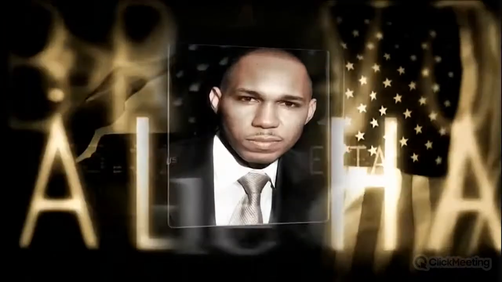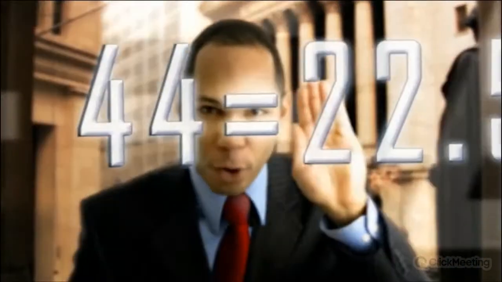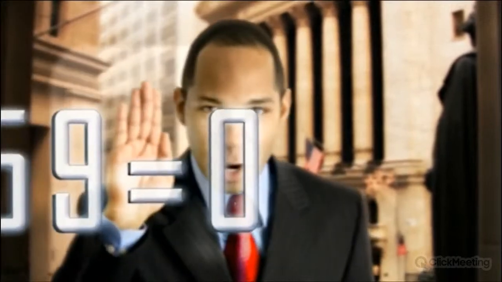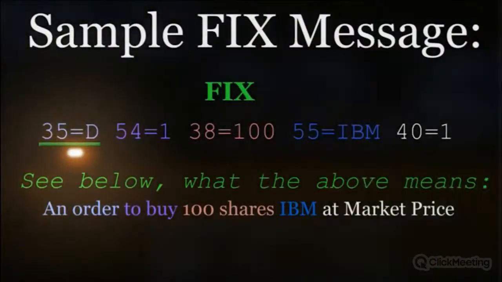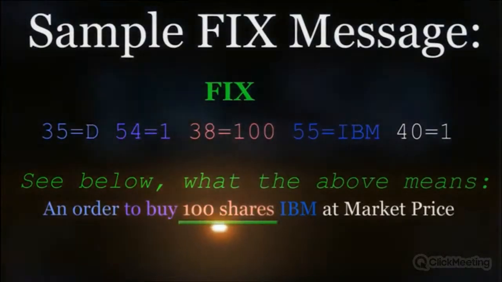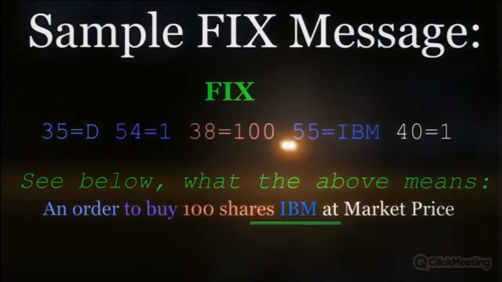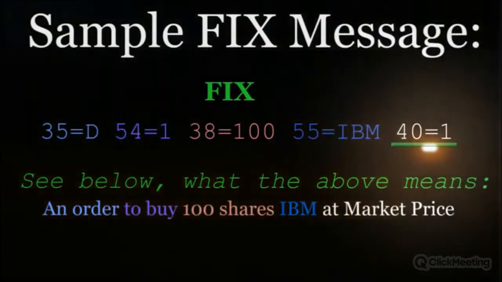35=D, 55=IBM, 40=2, 44=22.5, 59=0, 50=Carlisle, 49=my firm, tag equals value. The FIX protocol is just an electronic language used to communicate orders between different parties on Wall Street. It's as simple as that. The FIX protocol.